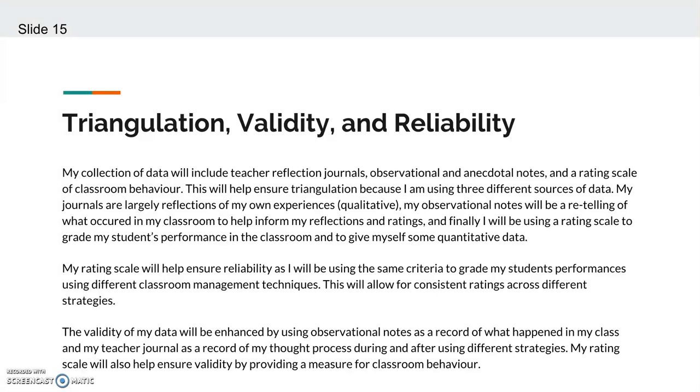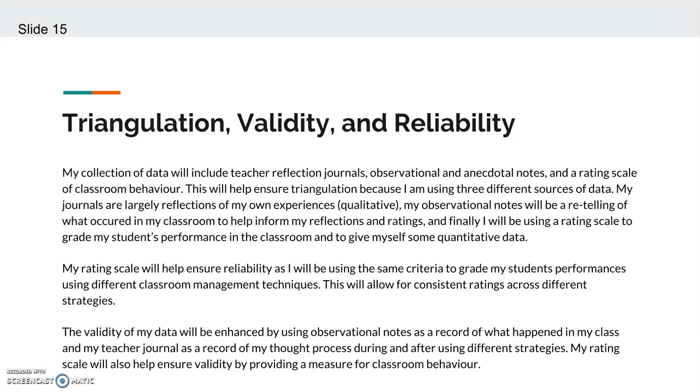How to get triangulation, validity, and reliability. My collection of data will include teacher reflection journals, observation, and rating scales. This will help ensure triangulation because I'm using three different sources of data. My journals are largely reflections of my own expectations. It's qualitative. My observational notes will be retellings of what occurred in my classroom to help inform my reflections and my ratings. And finally, I'll be using a rating scale to grade my students' performance in the classroom and to give myself some quantitative data.